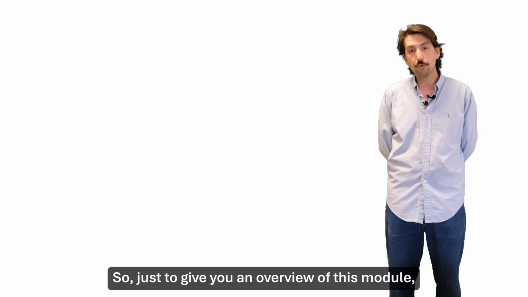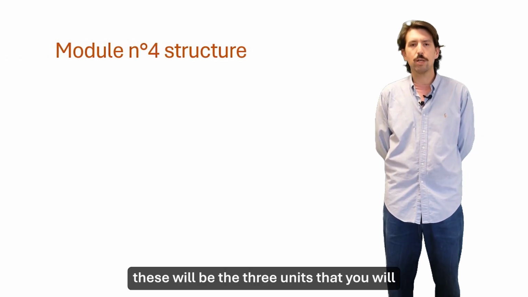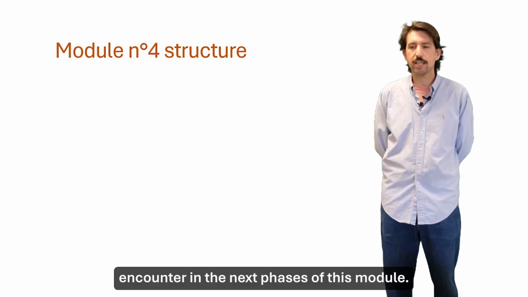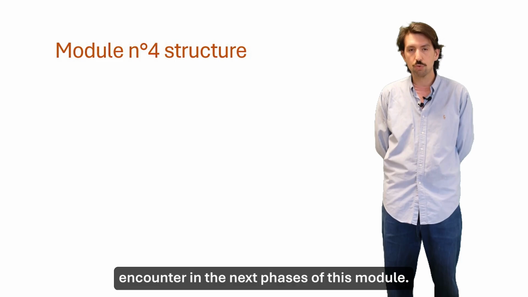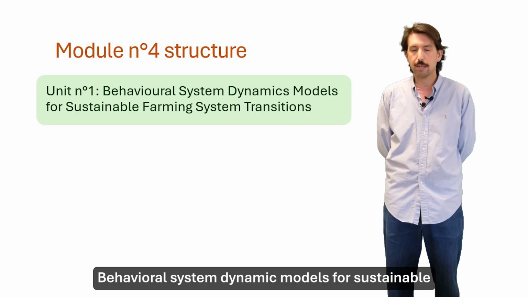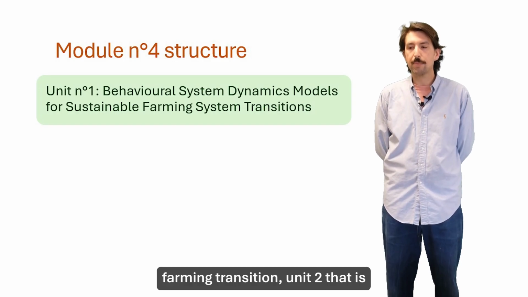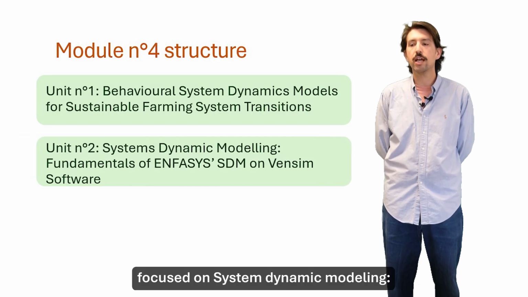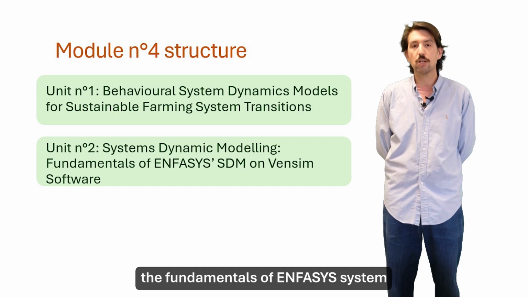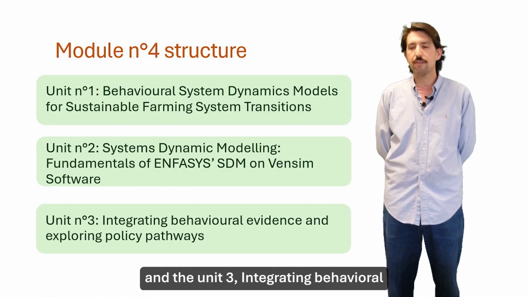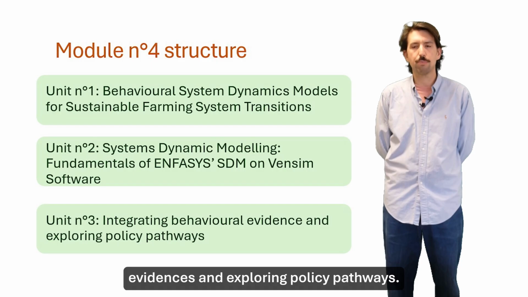So just to give you an overview of this module, these will be the three units that you will encounter in the next phases of this module. Unit 1 is focused on behavioral system models for sustainable farming transition. Unit 2 is focused on system dynamic modeling, so the fundamentals of system dynamic models on Vensim software, and Unit 3 on integrating behavioral evidences and exploring policy pathways.